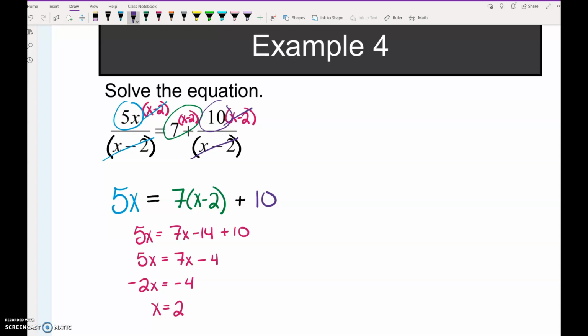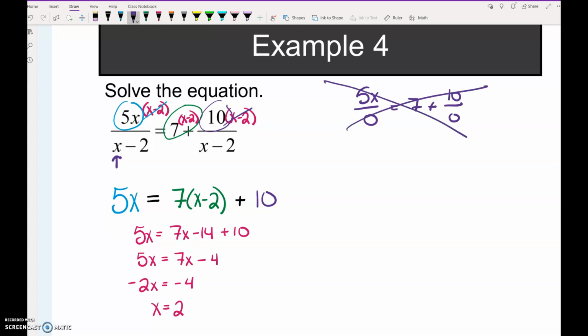Does anyone see a problem with the solution x equals 2? If you go back to the original problem, the very, very original problem before you did anything, if I were to plug 2 in right there, what is 2 minus 2? 0. So you'd have 5x over 0 equals 7 plus 10 over 0. We can't do 5x divided by 0 or 10 divided by 0. You can't do math when there's division by 0. So this solution doesn't actually work.